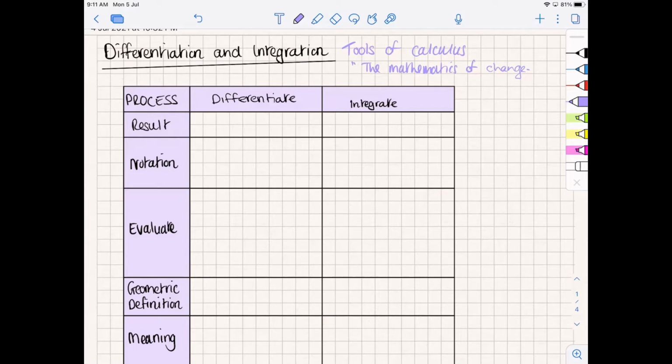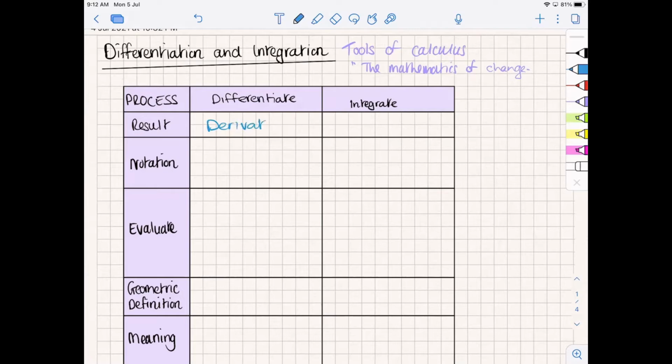So let's have a look at the difference between differentiation and integration. We'll look at some of the similarities and comparisons between the two, and then we'll take a look at them each separately as well. When we are differentiating, what is the result? What do we get? F dash x. Yes, but what do we call it? It's called the derivative.